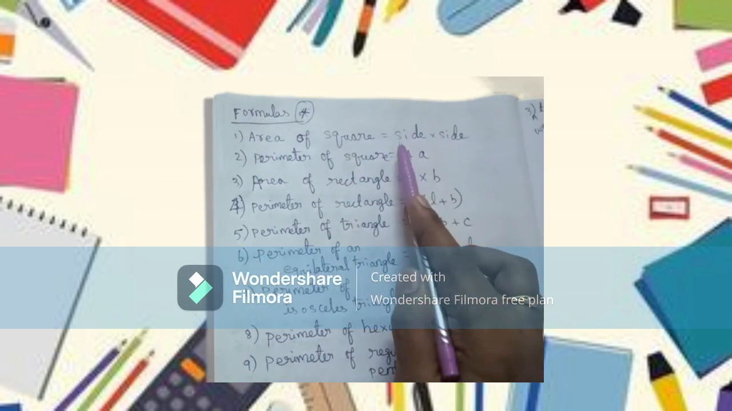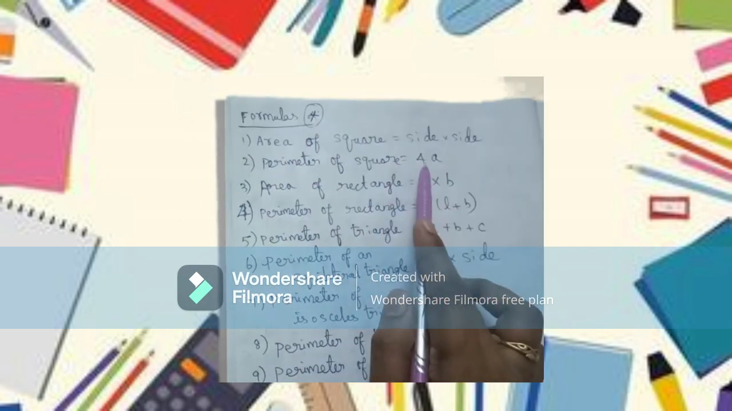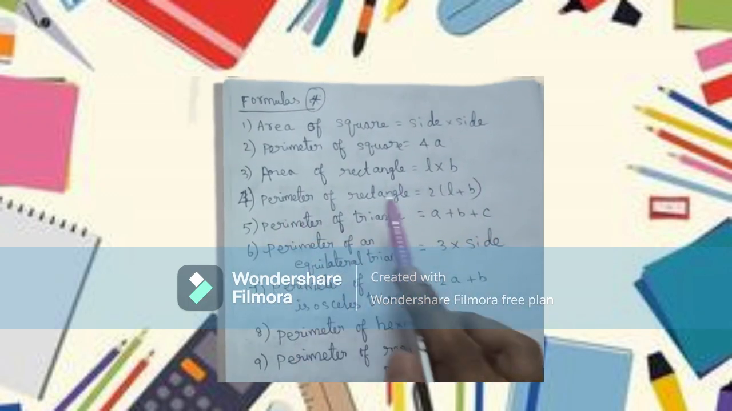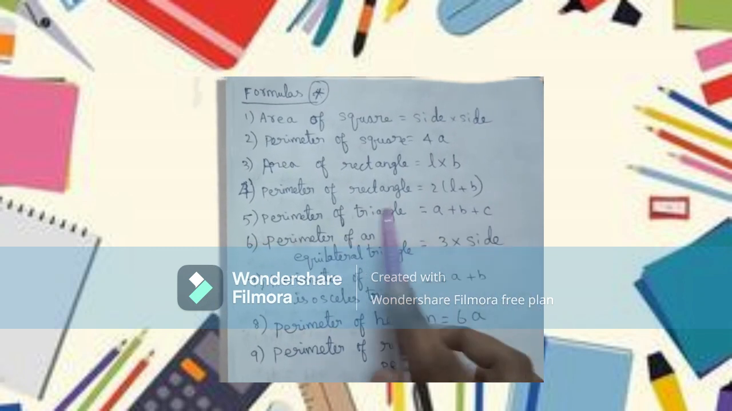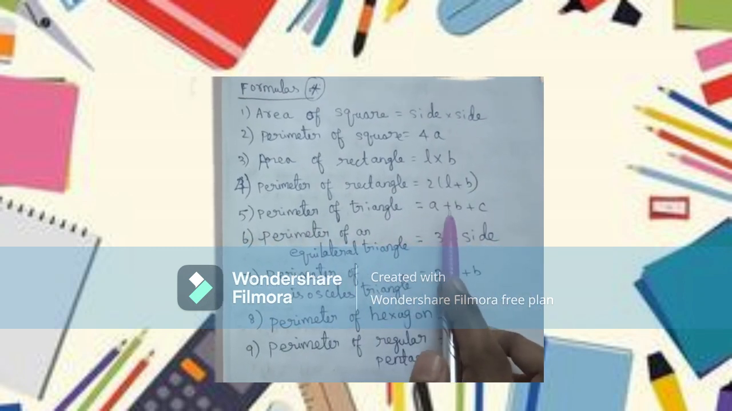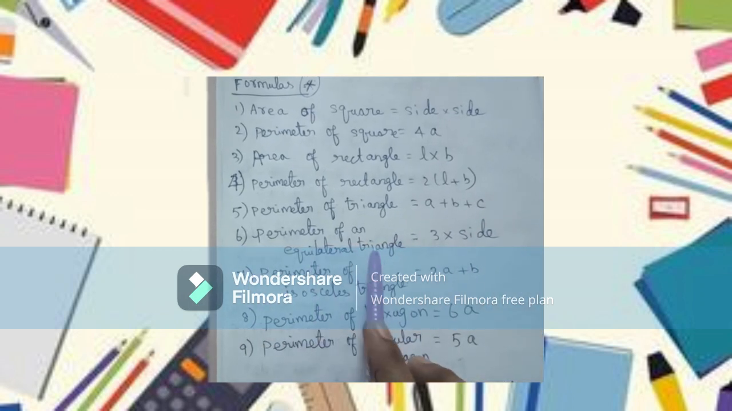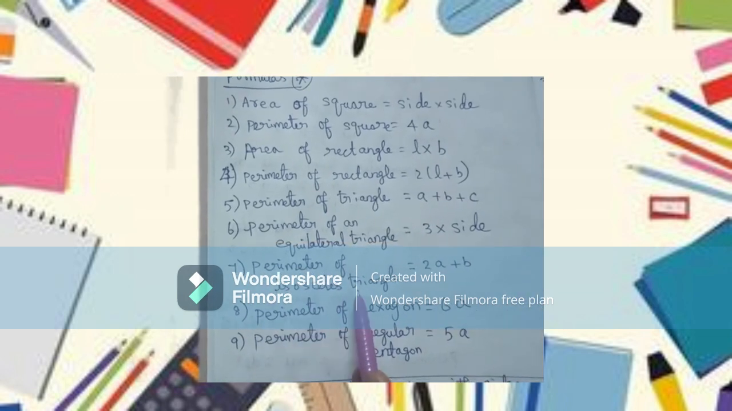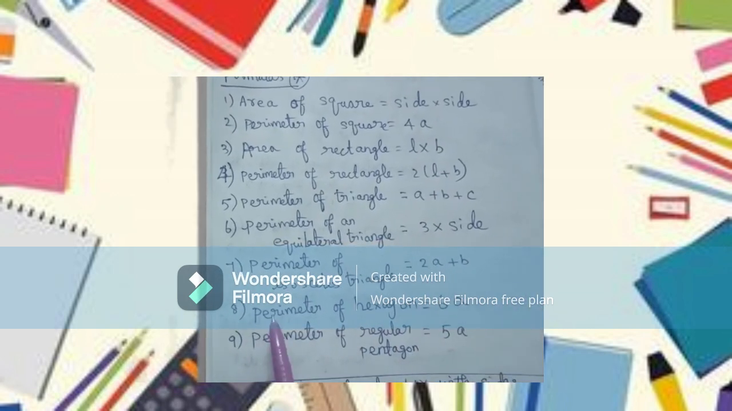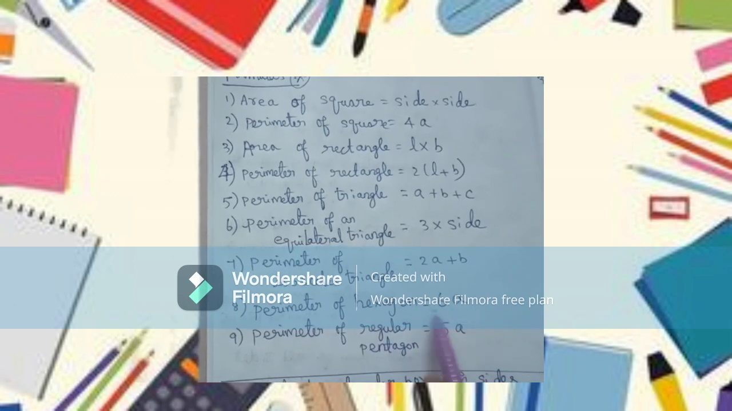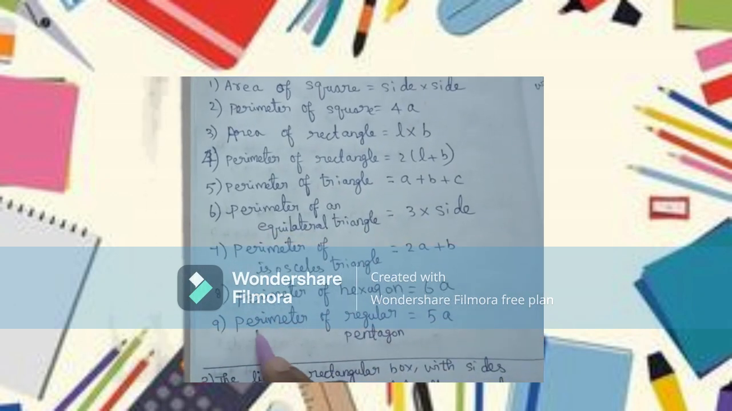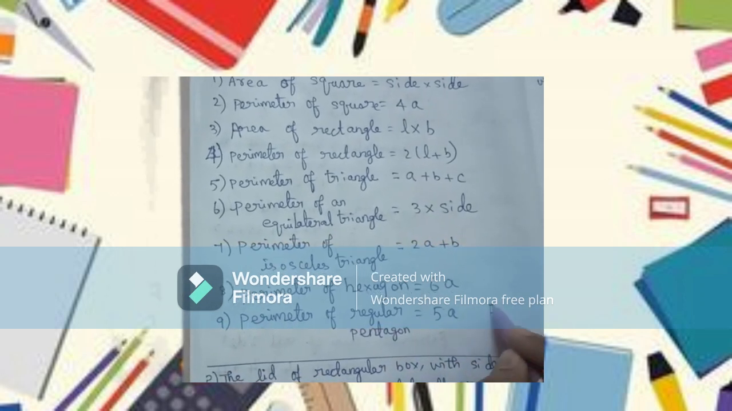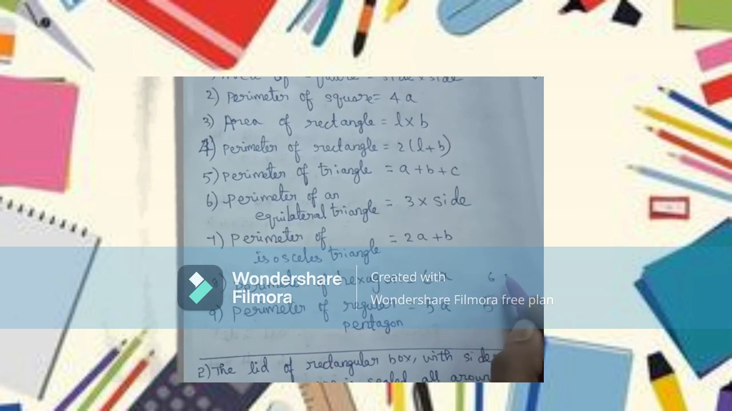Formulas. Area of square, side into side. Perimeter of square, 4 into a. Area of rectangle, L into B. Perimeter of rectangle, 2 into L plus B. Perimeter of triangle equal to a plus b plus c. Perimeter of an equilateral triangle, 3 into side. Perimeter of an isosceles triangle, 2a plus b. Perimeter of hexagon, 6a. Hexa means 6. Perimeter of regular pentagon equal to 5a. 5 means penta. 6 means hexa.